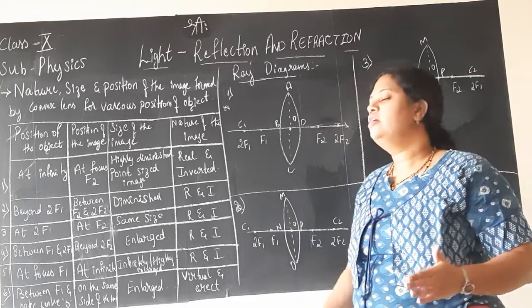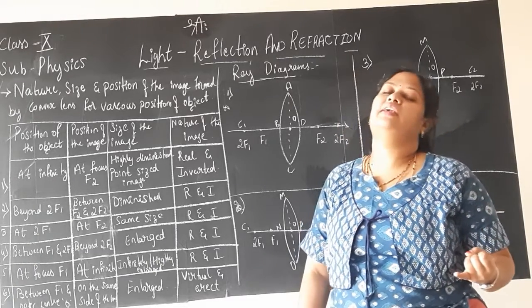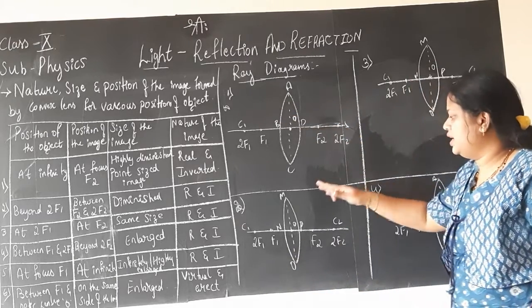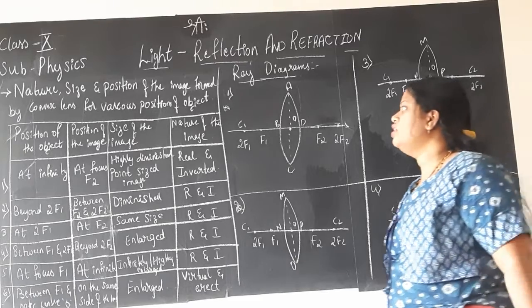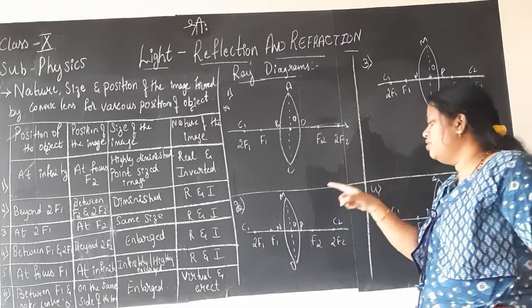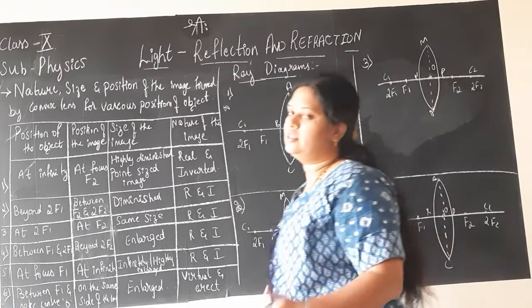But better, children, follow whatever I do. One ray, let it pass through the optic center always. Let us be on the safer side, so that you can draw a straight line which is passing without any deviation. Another ray of light you can draw which is parallel to the principal axis. After refraction, it will pass through the principal focus on the other side of the lens.